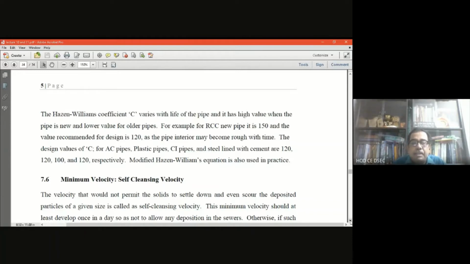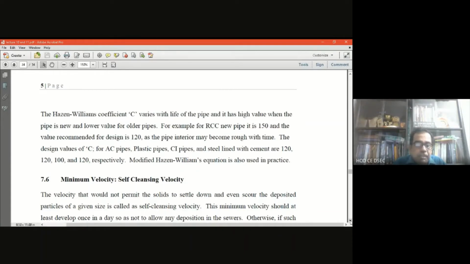As the pipe interior may become rough with time, the design value of C for AC pipe, plastic pipe, CI pipe, and steel lined with cement are respectively 120, 120, 100, and 120. So I am giving you some idea about the Hazen-Williams value C corresponding to the piping material and corresponding to the age of the pipe, whether it is a new pipe or an old pipe.